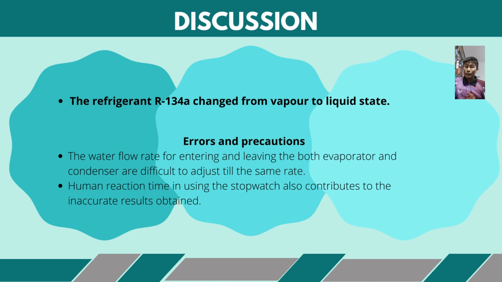There are some errors that affect the results obtained. Firstly, the water flow rate for entering and leaving both the evaporator and condenser is difficult to adjust to the same rate. The water flow rate will affect the mass flow rates of water. Since the rate of flow of water input and output are not the same, the height of the water level will be affected. Mass flow rate will be increased when the height increases and vice versa. To overcome this problem, experimenter must be really focused when adjusting the water flow in order to get the same rate.